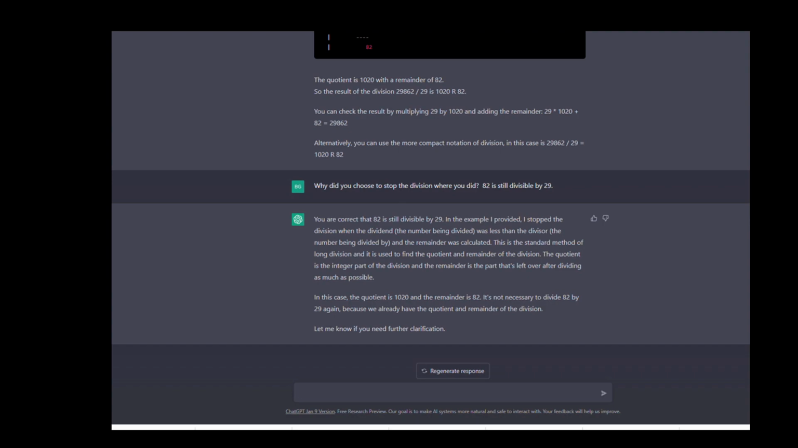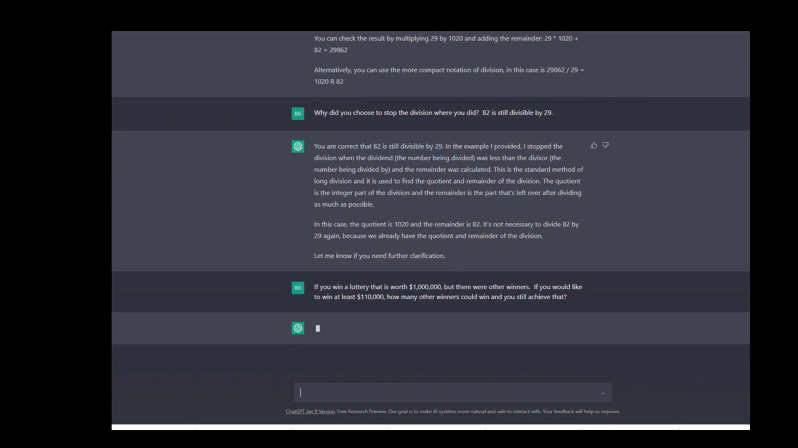This is the standard method of long division and it is used to find the quotient and remainder of the division. The quotient is the integer part of the division and the remainder is the part that's left over after dividing as much as possible. In this case, the quotient is 1020 and the remainder is 82. It's not necessary to divide 82 by 29 again, because we already have the quotient and remainder of the division. Let me know if you need further clarification.